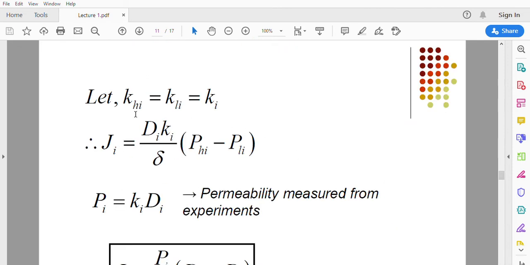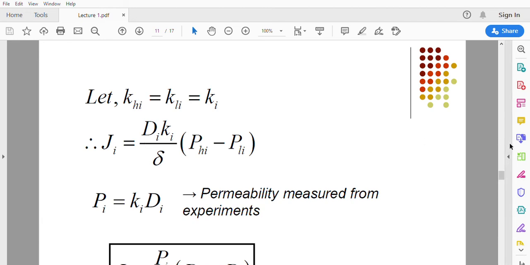Now let's assume that KLI and KHI are nearly the same. In that condition, they can be written as Ki, and you can take it common from the bracket, and it will become Ji equal to Di Ki by delta times Phi minus PLI. Here the driving force is the difference between the partial pressures across the membrane. So this term Phi minus PLI is the driving force across the membrane, and Di multiplied by Ki divided by delta is the permeability coefficient.